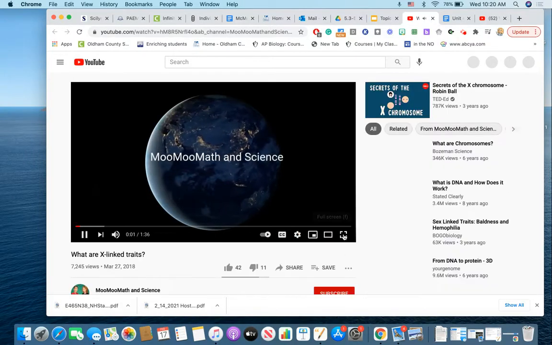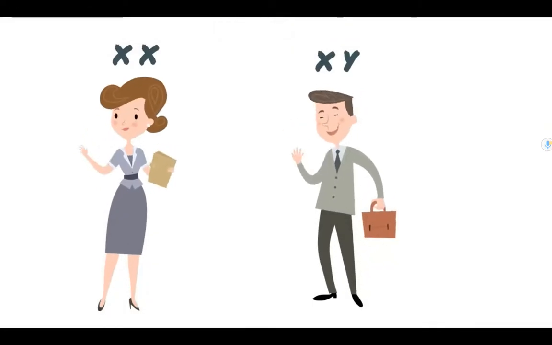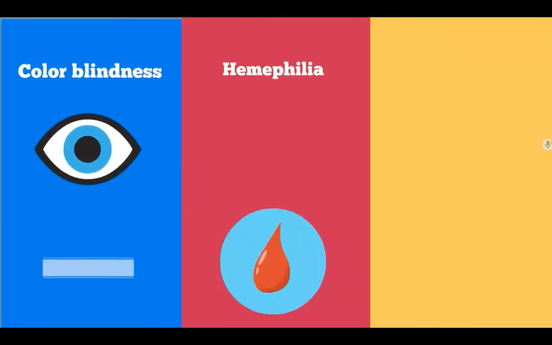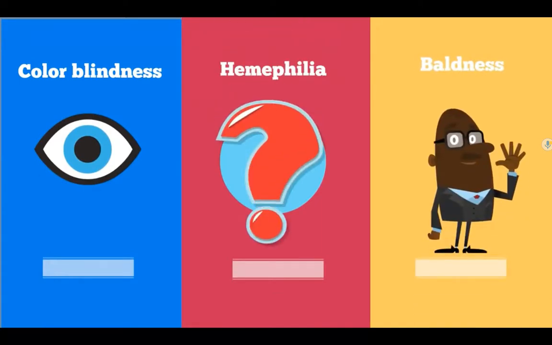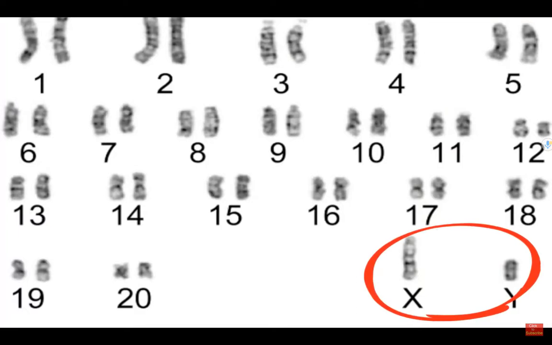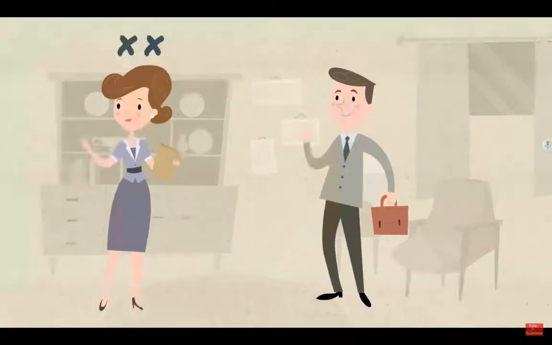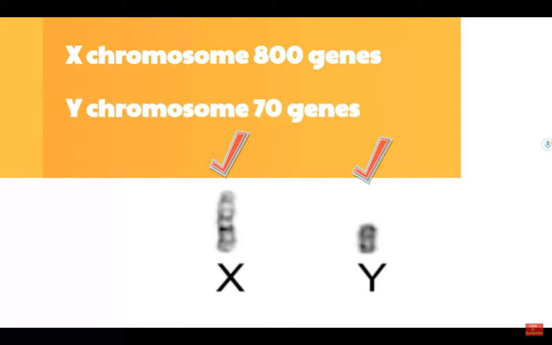Welcome to Moo Math and Science. In this video, I'd like to talk about X-linked inheritance. What do color blindness, hemophilia, and male pattern baldness all have in common? They are all X-linked traits. An X-linked trait is a trait attached to the X chromosome. Females have 2 X chromosomes, and males have an X and a Y chromosome. The X chromosome has roughly 800 genes compared to the Y chromosome, which only has around 70 genes.